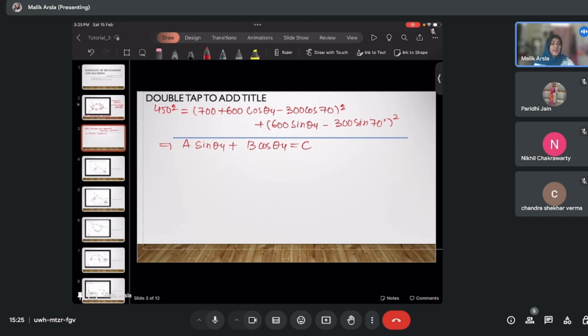This is a simple quadratic equation. You don't have to do anything. You just have to put in the values, put the value of cos 70, sin 70, and then simplify this equation and tell me what you are getting.